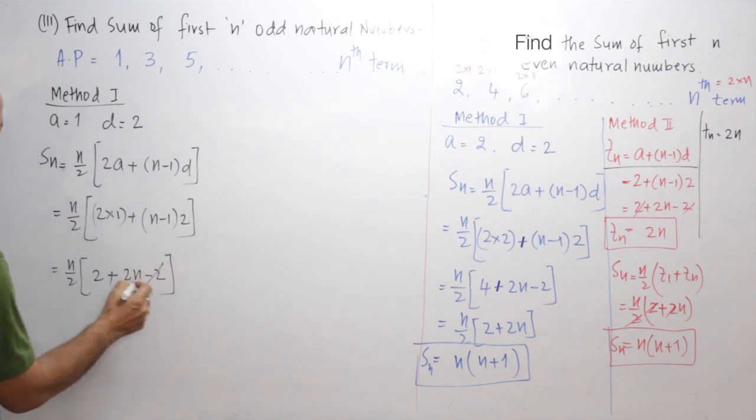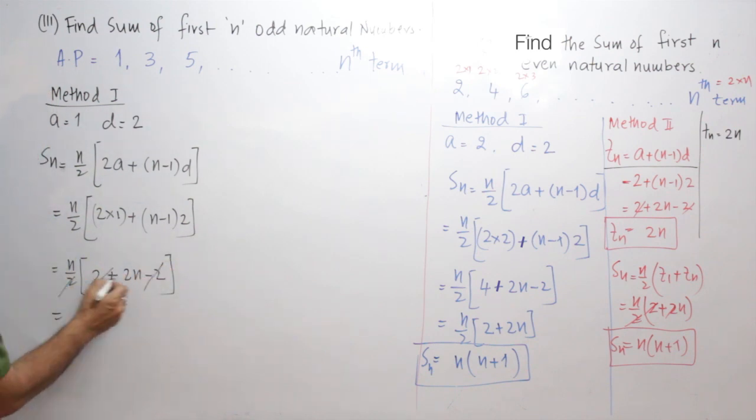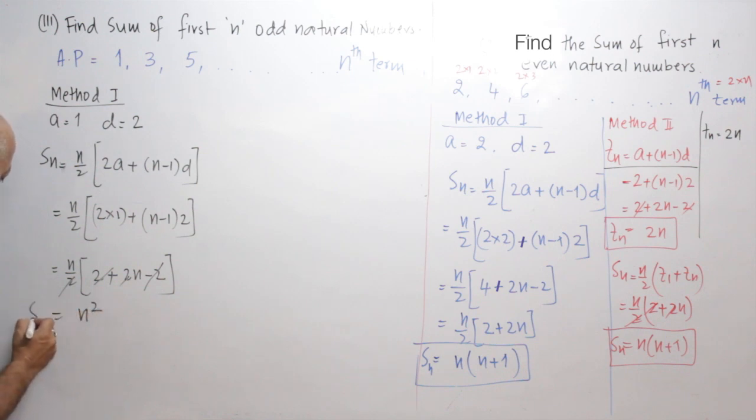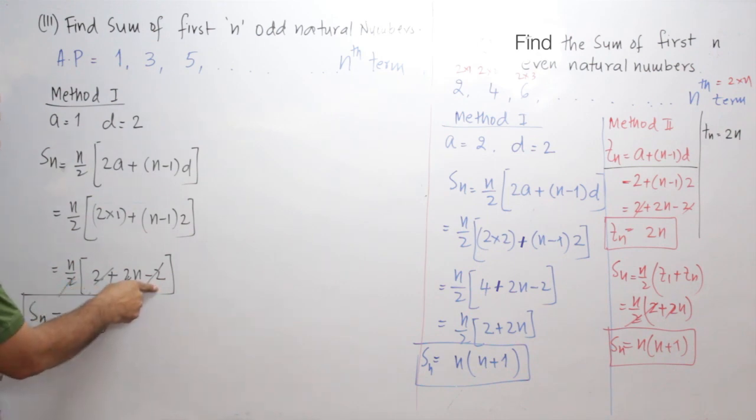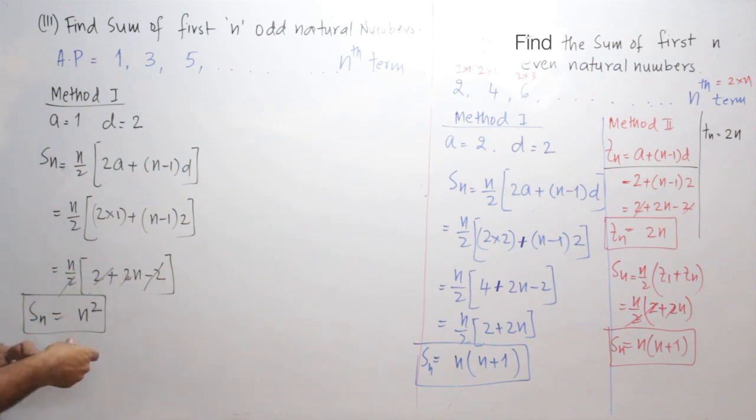2n minus 2. The 2 cancels the 2. So n into n, I'll get the answer n square. I'll get the value of Sn is equal to n square. If I take these two inside, this 2 cancels, n by 2 into 2n. So 2 cancels 2, n into n, n square.